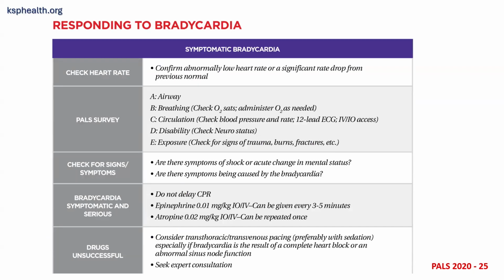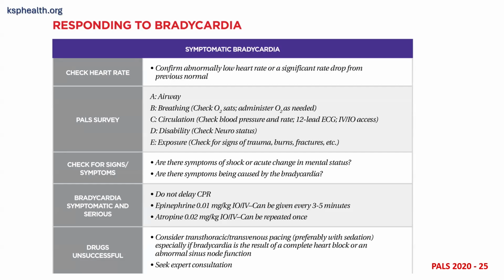So when you see a patient with bradycardia, you need to check, number one, heart rate, to confirm abnormally low heart rate or a significant rate drop from the previous normal. Then immediately go through A, B, C, D, E. Number one, airway, breathing. Check oxygen saturation, administer oxygen as needed, and check the blood pressure and the pulse until the EKG. And if there is hemodynamic instability, get an IV. If you can't, get the IO. Disability, check neurostatus and check for signs of trauma, burns, fractures, etc.